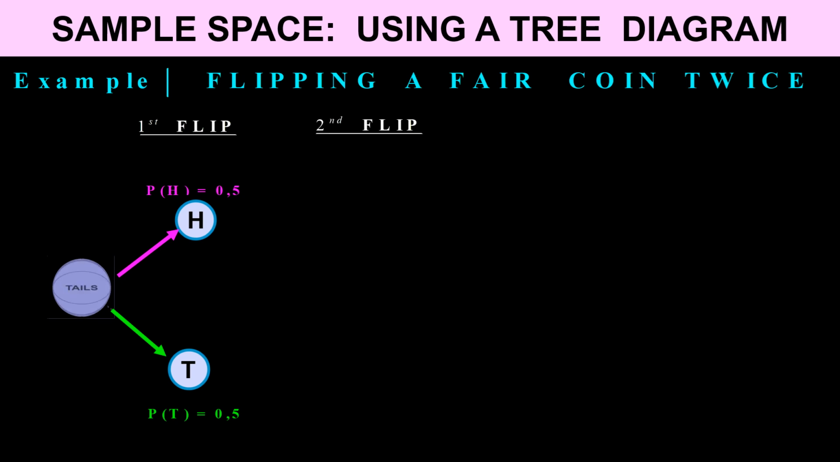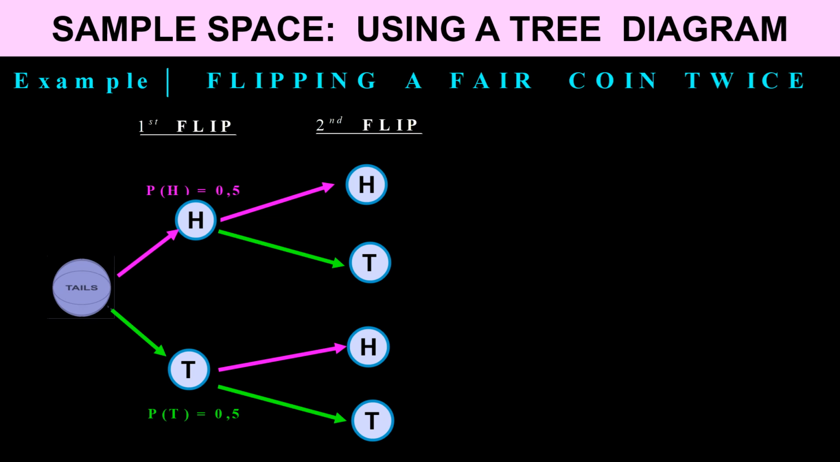Now for the second flip, if I have heads, then the next could be that I can get heads again, or I can get a tail. And the same with the other one, it can be heads or tails, right? And the probability again of a heads is 0,5 and tail is 0,5.